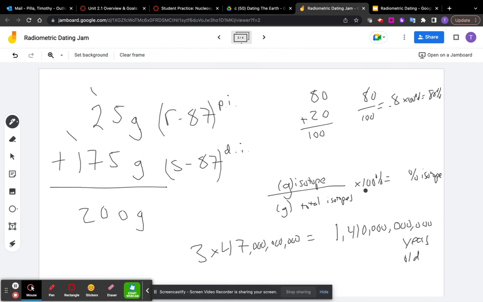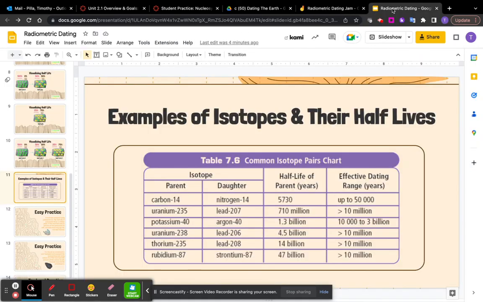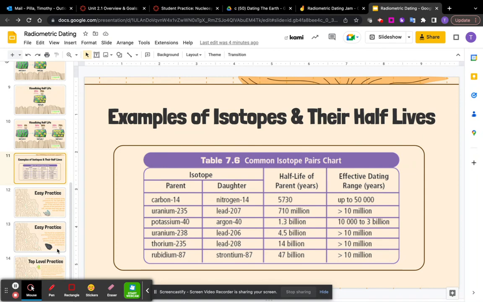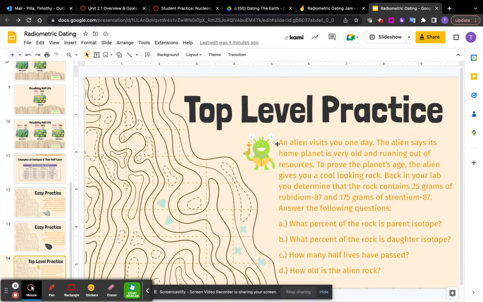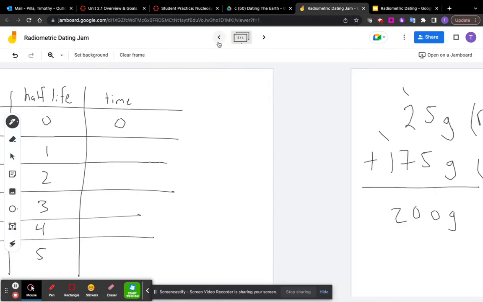That rock definitely is not from this planet or even the solar system. So that alien pretty much has proved to you that they are from a faraway solar system, because they have a rock that's older than anything we have ever seen anywhere near us. Remember, use the table.